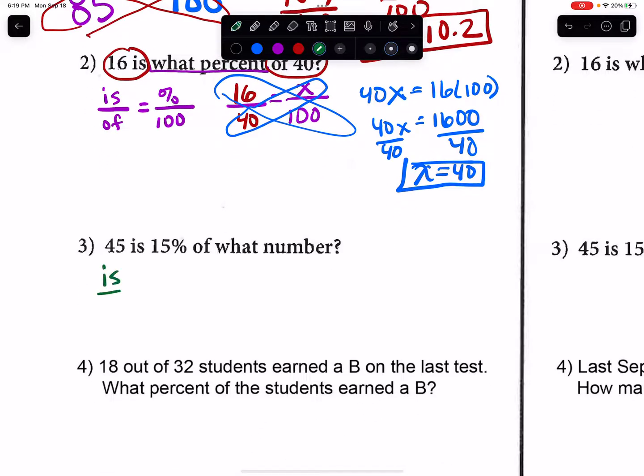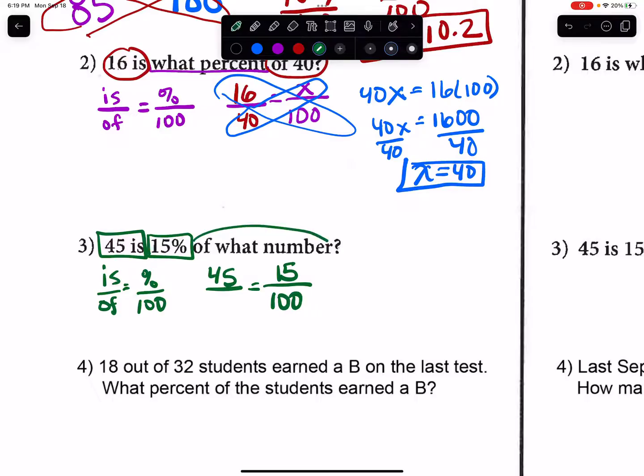Let's do another one here. We're doing is over of equals percent over 100. The number with the percent sign goes above 100. 45 is the is. And we don't know what the of is. It literally says of what number. So the variable will go down there. Then we're going to do cross products. We're going to do the one with the variable first. I really wanted that to be a different color. So we have 15 times x, and then 45 times 100.